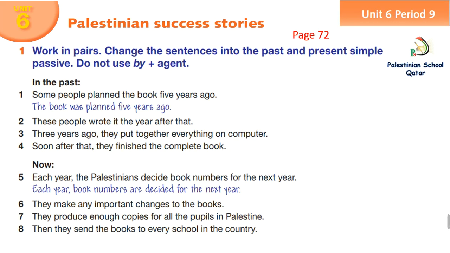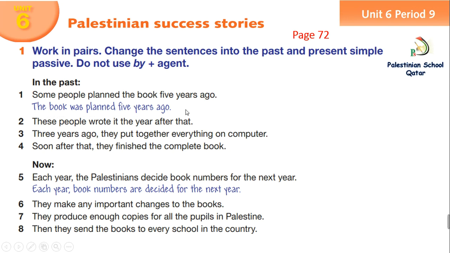Okay? Now let's come to the next exercise, next page 72. Working in pairs, change the sentences into past and present simple passive. And here also, do not use the agent. So the first part in the past and the second part now. The first part in the past, number 1 is already done for you. Some people planned the book 5 years ago. Where is the verb? Planned. Planned what? The book. So put the book at the beginning. The book was planned 5 years ago.